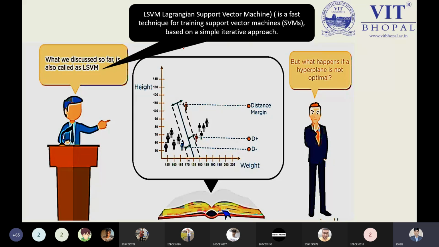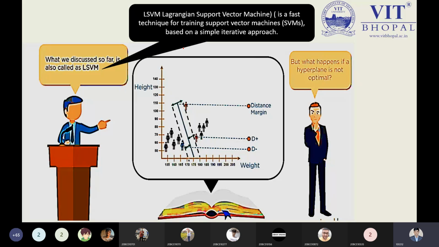At the time of the interview, if anyone asks you which approach we use to understand the support vector machine, you have a simple answer. Sir, we know the basic or default category of the support vector machine: the LSVM, the Lagrangian support vector machine, and it is a fast technique for training our data with the support vector machine model.